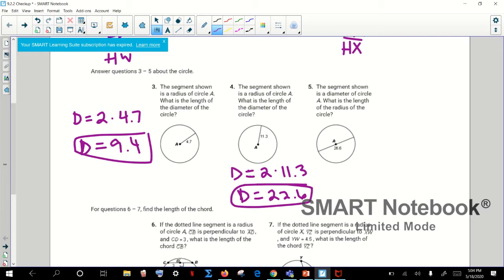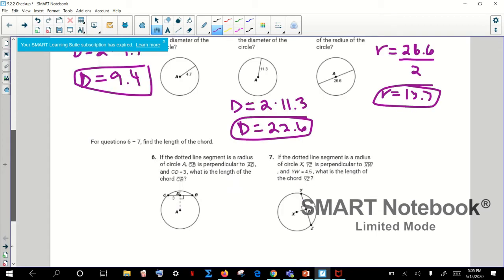Alright, and then in this last one, number 5, it's a little bit different. We're given a diameter, but we want to find the radius. So if the diameter is 2 times the radius, that means the radius is 1/2 of the diameter. So you can take whatever the diameter is, 26.6, and either multiply by 1/2, or that's the same as dividing by 2. So that gives us our radius to be 13.3. If you just put that in your calculator, you'll get 13.3. Alright, so we're almost done actually. This didn't take very long.